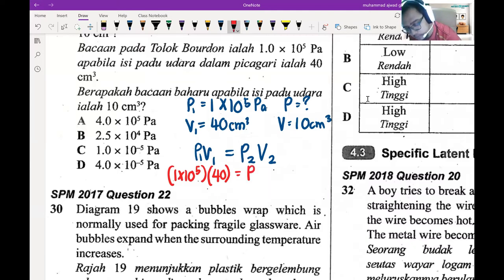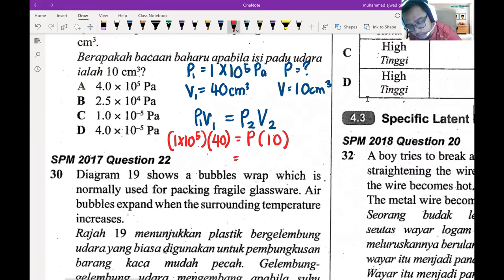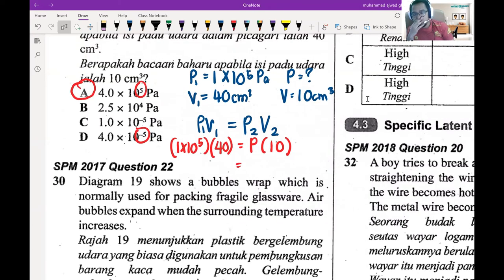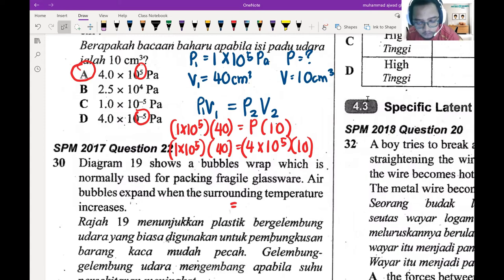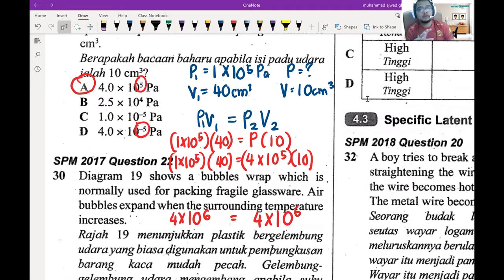So sini berapa? Sini 10. Secara logik rasionya adalah 4 kali ganda. So jawapannya akan jadi 4. Negatif 5 pula. Kuasa 5. Ni 5, ni negatif 5. Okay. So 4 kali 10 kuasa 5 darab 10. So korang akan dapat kalau kita darab tu jawapan dia sama. Okay, korang akan dapat belah sini 4 kali 10 kuasa 6. Sini pun 4 kali 10 kuasa 6. So itulah maksud constant. Okay, constant. Kiri kanan bila darab jawapan dia sama. Constant value.